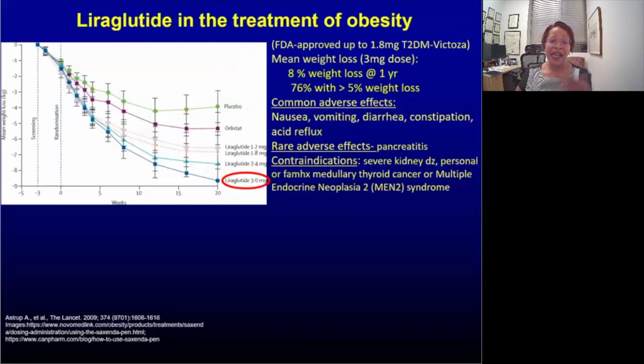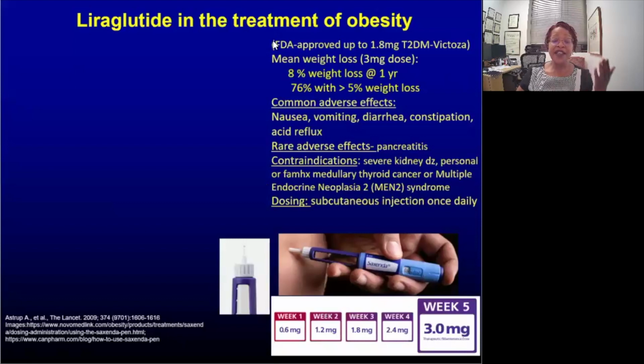And looking at liraglutide specifically, I'll just mention the average weight loss of 8% at 1 year. So again, with some of the other ones I mentioned, 5%, 6%, this is 8% now. Most common side effects: nausea, vomiting, not so common vomiting, but diarrhea, constipation, or acid reflux. And it's an injection. And this one, liraglutide, is actually also FDA approved for type 2 diabetes in a lower dose under the name Victoza, a higher dose for weight management, 3 milligrams. But this is a once-a-day injection.